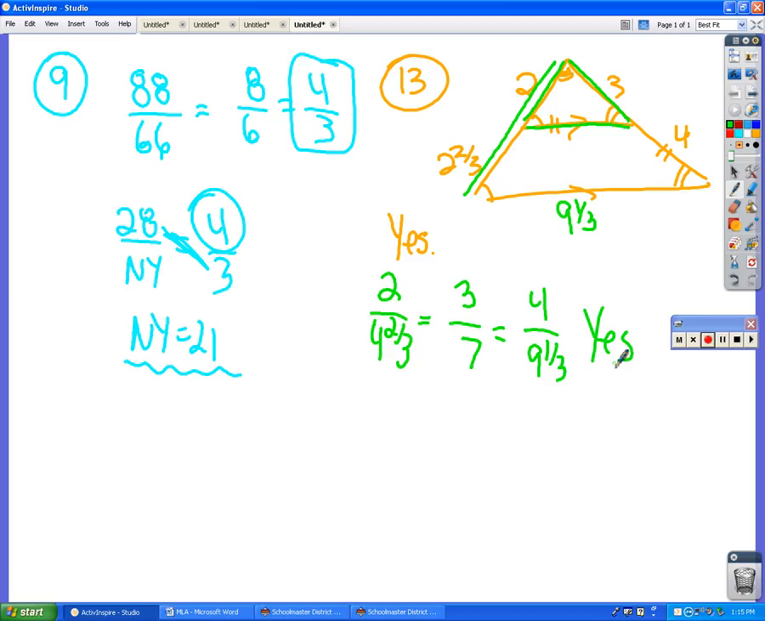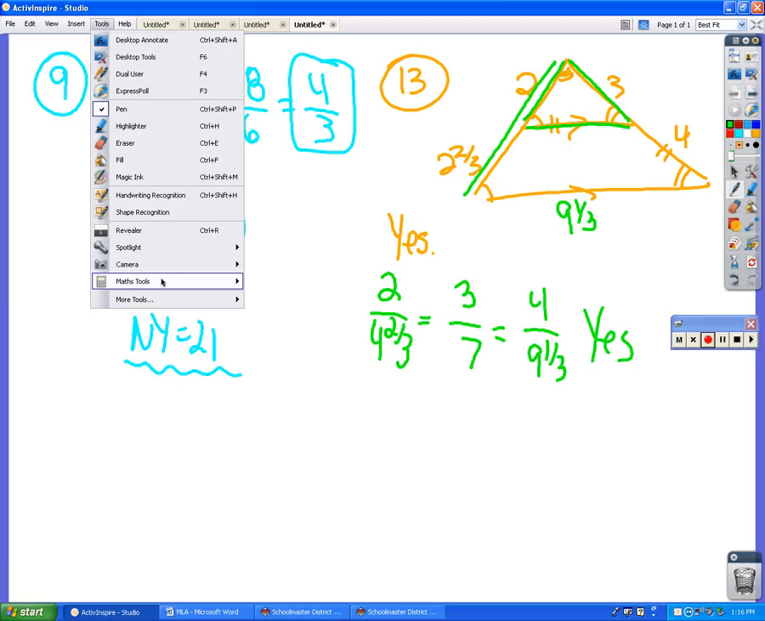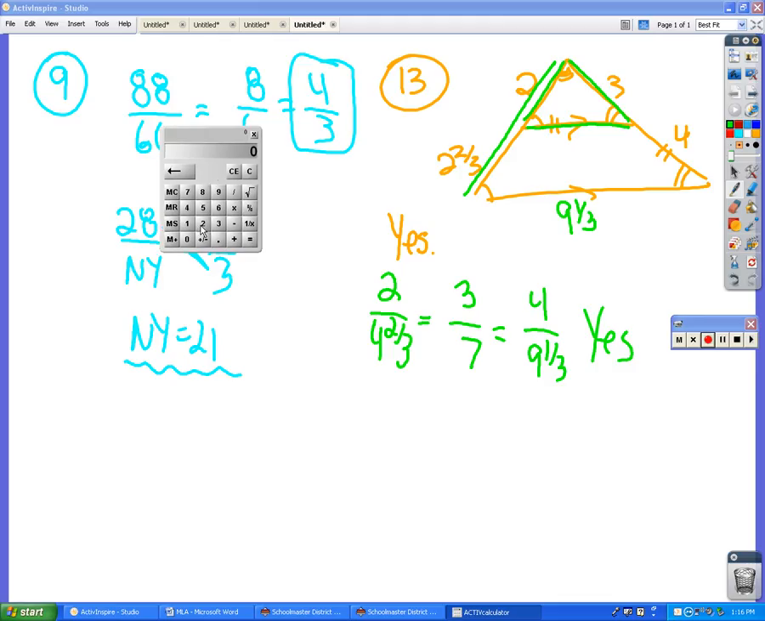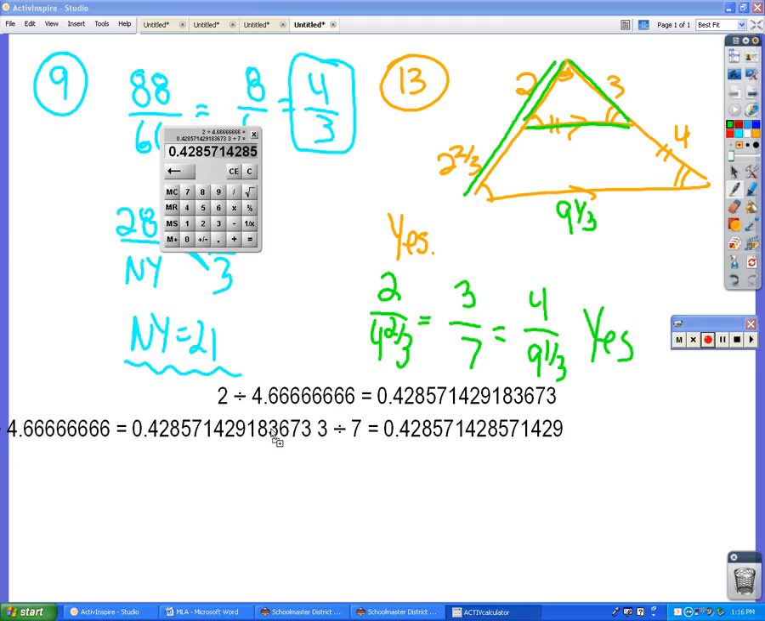So I'm going to go 2 divided by 4 and 2/3. So I'm going to really take that and go 2 divided by 3. What is 4 and 2/3 as a decimal? 4.66666 repeating. Okay, so that comes out to be 0.42 whatever. So we'll just remember that. Okay, so I need to compare that with 3 divided by 7, and that comes out to be pretty much the same thing, 0.4285714. It gets different after that, but close enough.